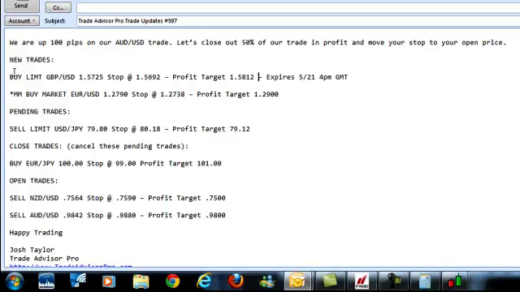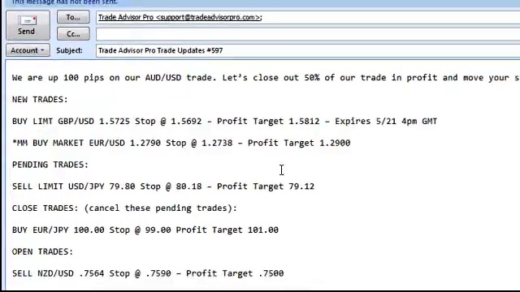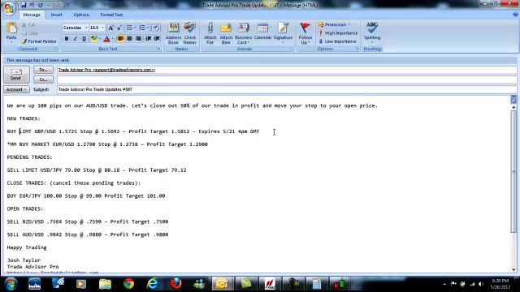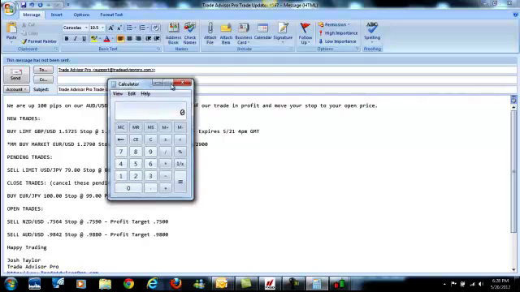Okay. So the first new trade that we send you in this email says to buy limit. So we're going to buy pending. That means we're going to buy the pound at 157.25, and it's going to be sitting there as a pending order. Okay, so we're going to go to our software, and we're going to buy the pound at 157.25. Now, let's talk about first calculating the amount of lots you need to trade.